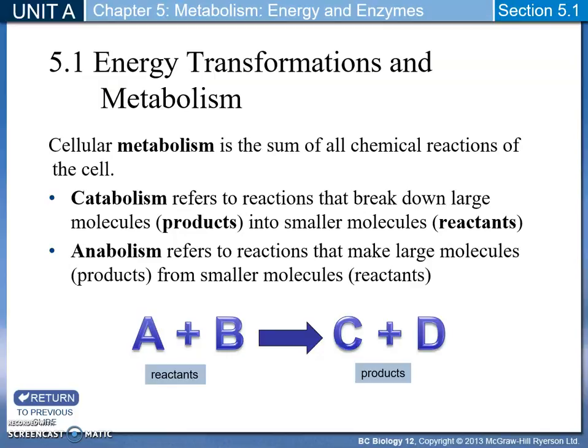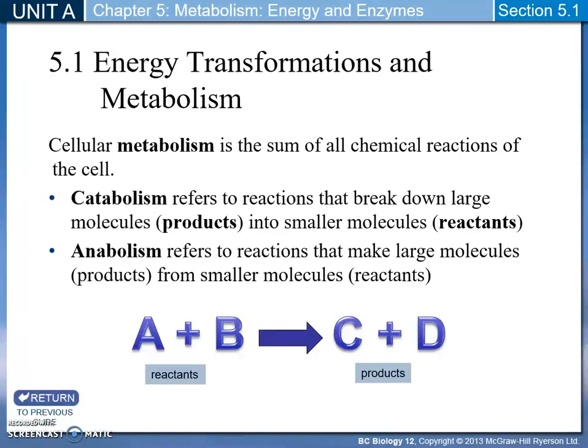So with energy transformations and metabolism, cellular metabolism is the sum of all the chemical reactions of a cell. And catabolism refers to reactions that break down large molecules into smaller molecules, which would have been the reactants that make up the larger molecule. So a catabolic reaction breaks down large molecules into smaller ones.